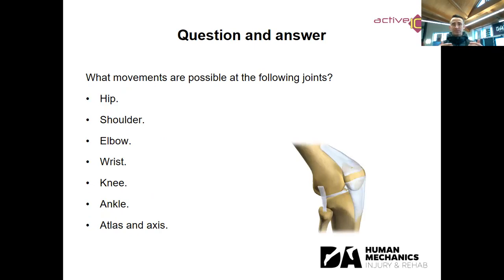Okay, so again, try and test yourself. What movement is available at the hip? What type of joint is the hip? Give me a second. So hopefully you are stood up and you are moving your leg, your hip around. Please do this with me so I don't look like a total divvy all by myself. So let's talk about the hip. So the hip is what sort of joint?